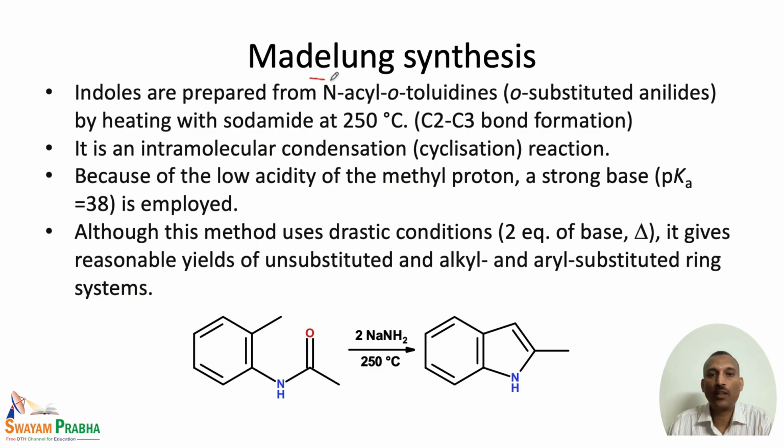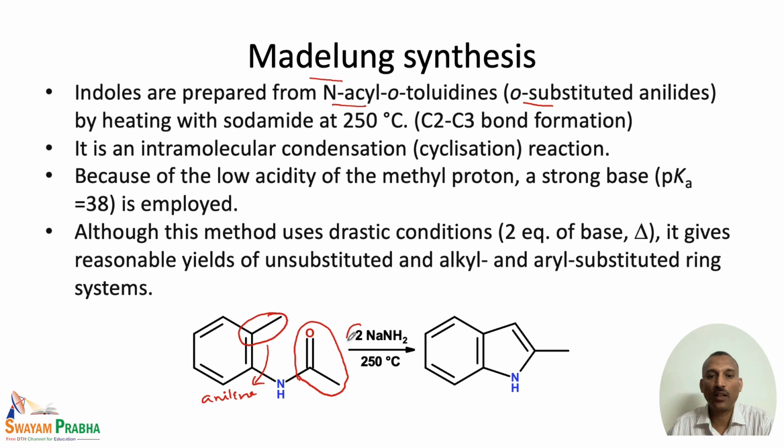So, the next one is the Madelung synthesis. So, in this particular process, indoles are actually prepared from N-acyl orthotoluidine. So, that means these are nothing but ortho substituted anilines. So, we have an ortho substitution, and if the acyl unit is not present on this nitrogen, this is nothing but the aniline, simple aniline. So, in aniline we have an ortho substituent, and the amine is also acylated. So, that is the reason the starting material is N-acyl orthotoluidines or ortho substituted anilides.